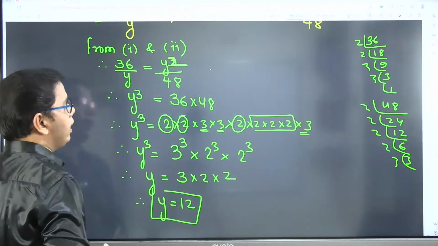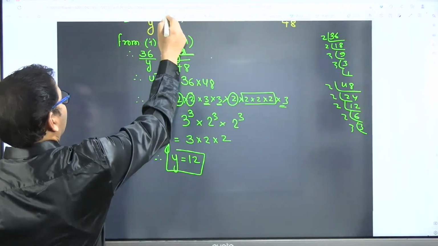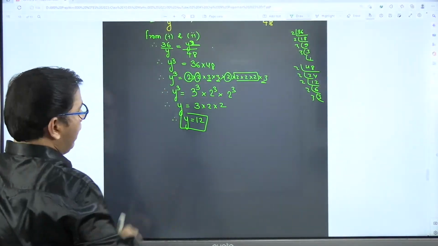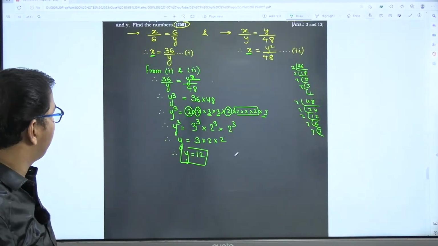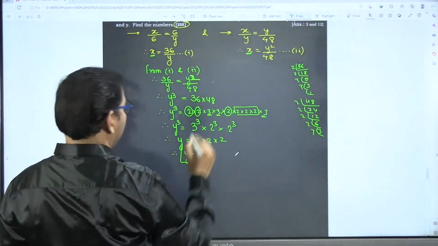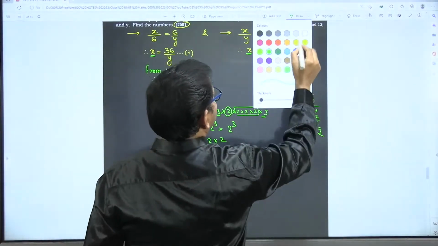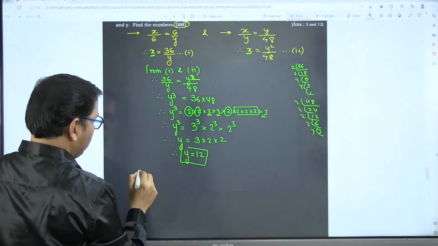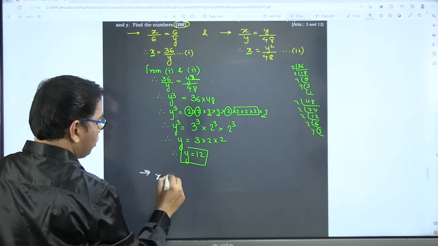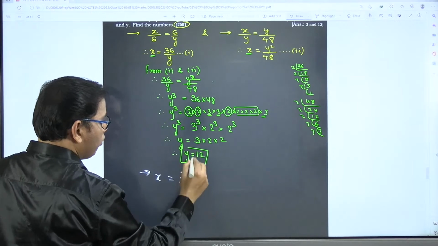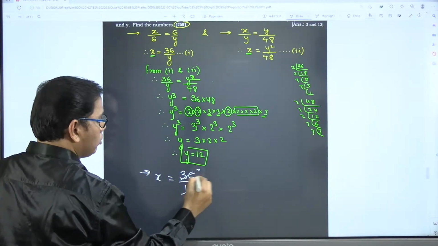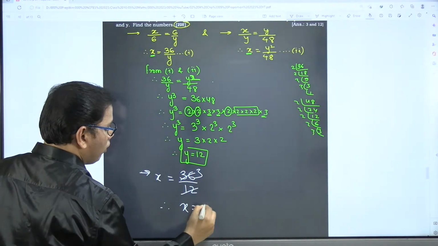One number is found. What about x now? What was the equation for x? x was equal to 36 by y. Now x is equal to 36 by y. y is 12. 12 into 3. Therefore, x is equal to 3.